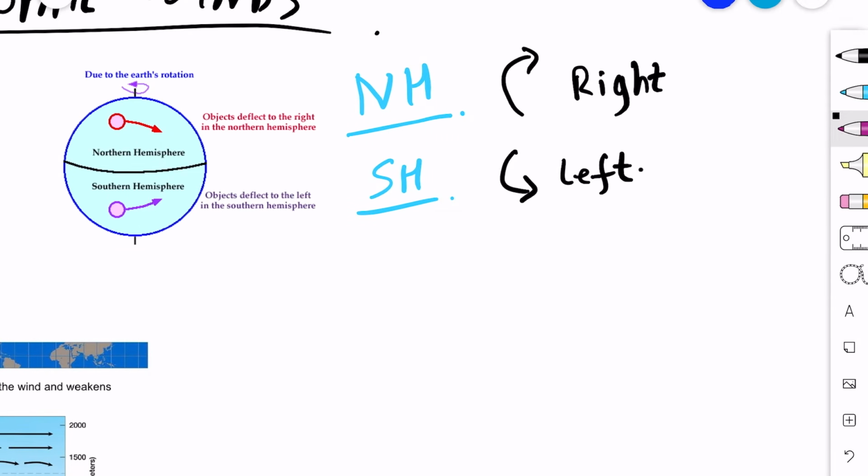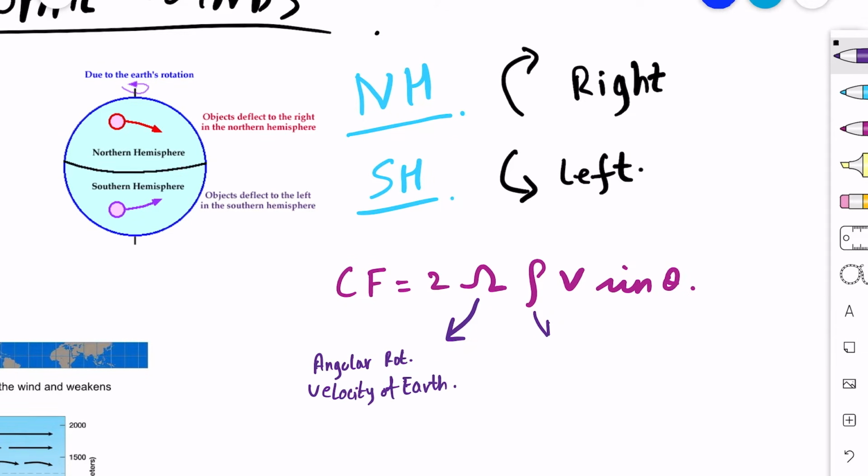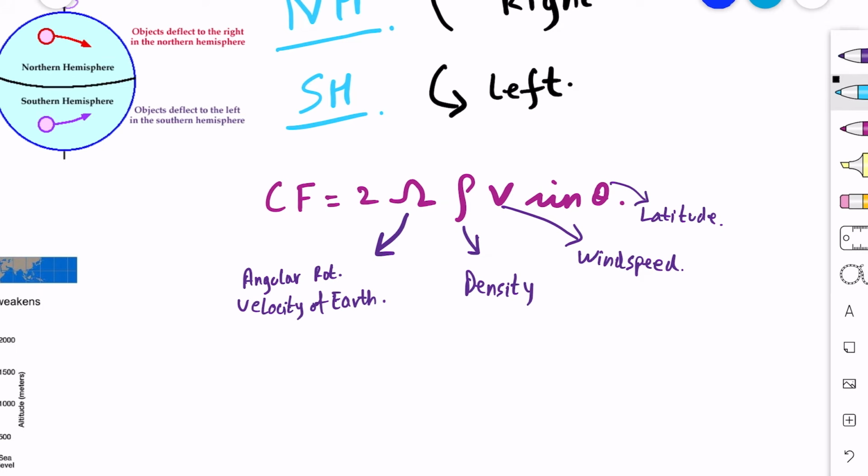And now there's a formula for Coriolis force, and this is Cf equals 2 omega rho v sine theta. Here omega is the angular rotational velocity of Earth, rho is the density, v is the wind speed, and theta is the latitude. If you remember, when we did Coriolis force, we also said one thing, that Coriolis force is 0 on the equator and it's maximum on the poles. So here if we look at this formula, it says that the latitude is directly proportional to Coriolis force, which means that the higher the latitude, the higher will be the Coriolis force. And if the latitude is 0, then the Coriolis force will be 0, which is on the equator.